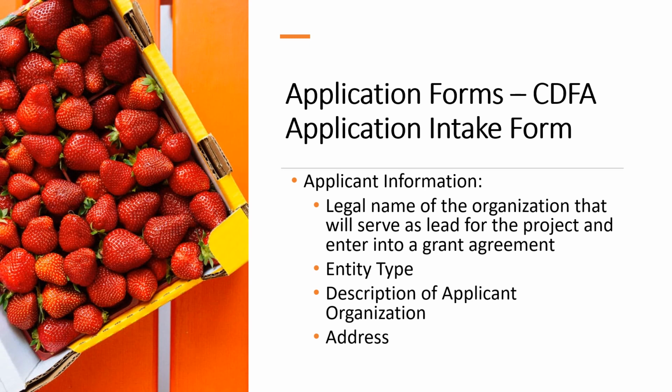The name should match the organization's federal tax return. Next, select the entity type that best describes the applicant organization from the drop-down menu. Briefly describe the applicant organization, the service or services it provides, and/or the organization's purpose. Next, provide the physical and, if different, mailing address for the applicant organization.